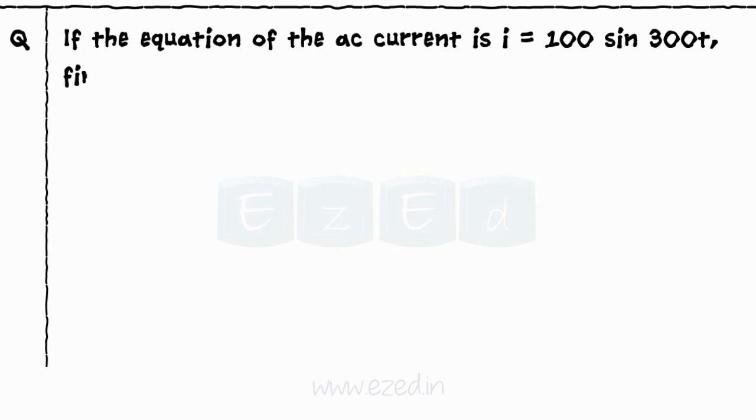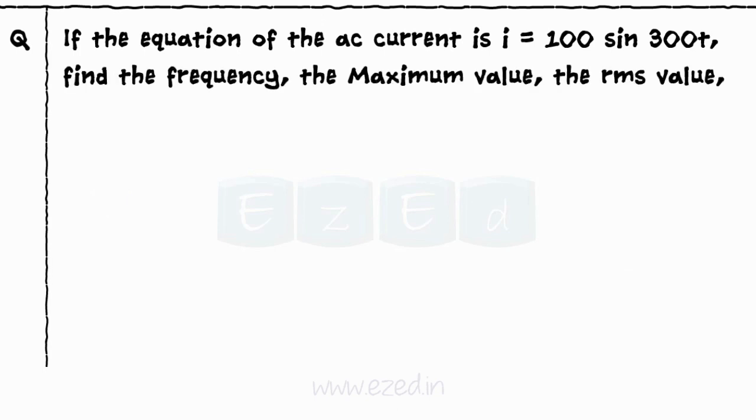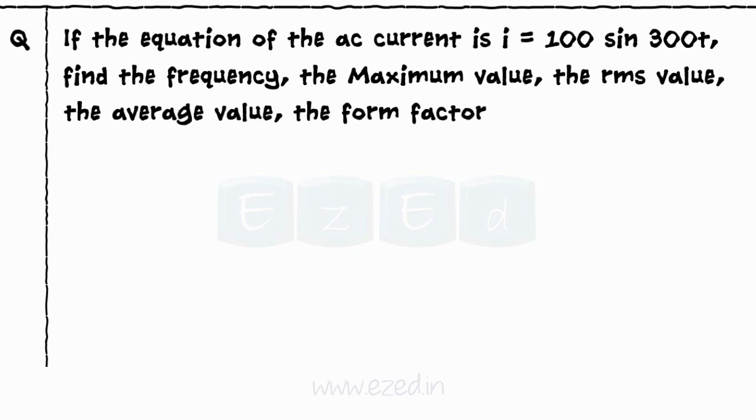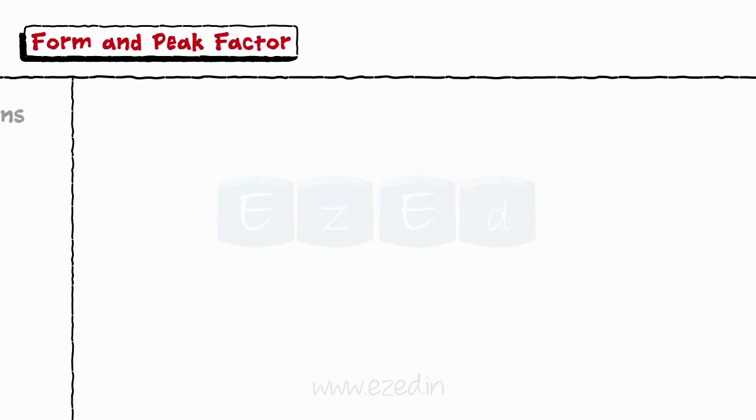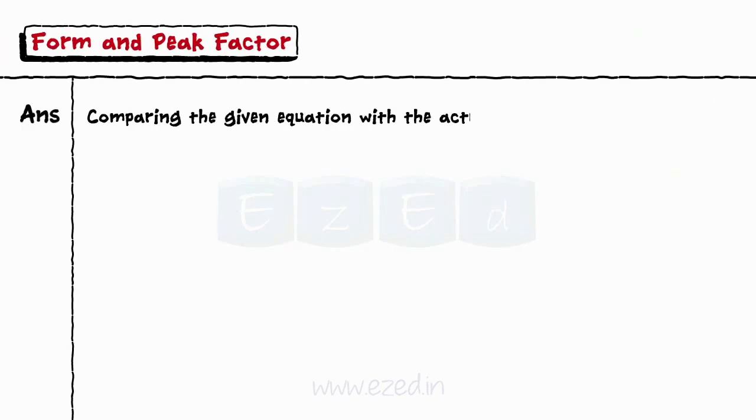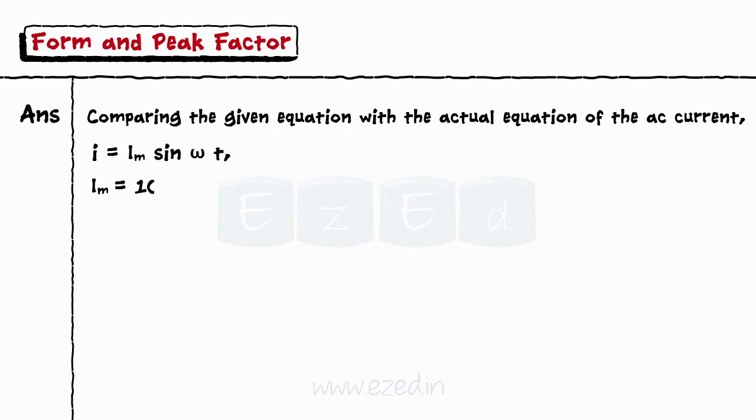Consider an example on these concepts. If the equation of the AC current is I equals 100 sin 300t, find the frequency, the maximum value, the RMS value, the average value, the form factor, and the peak factor. Comparing the given equation with the actual equation of the AC current, I equals Im sin omega t, we get Im equals 100 and omega equals 300.